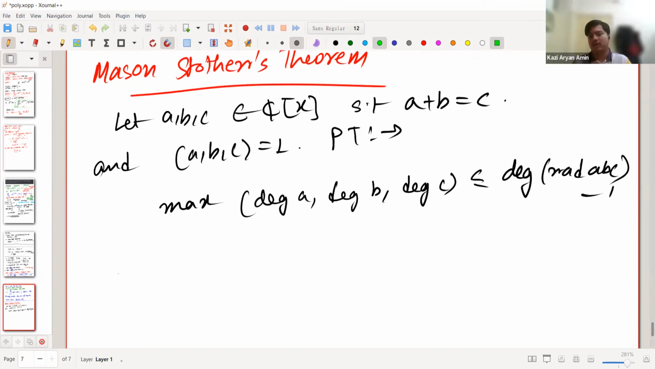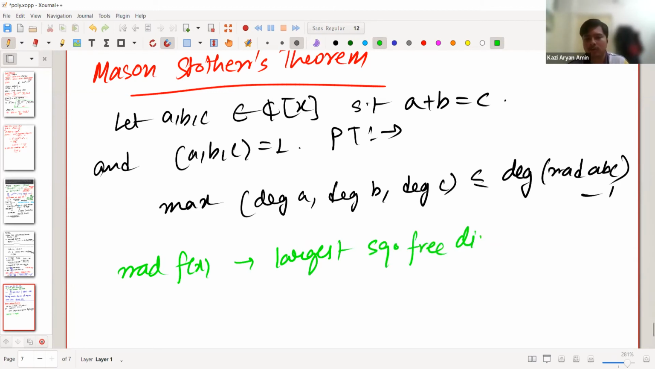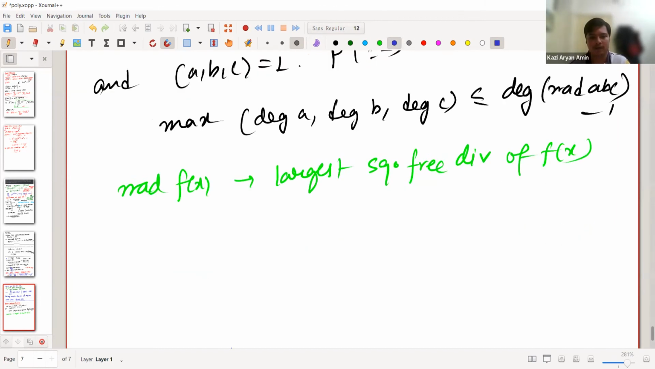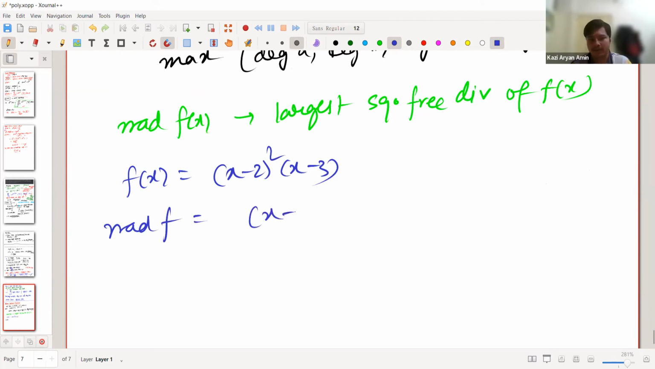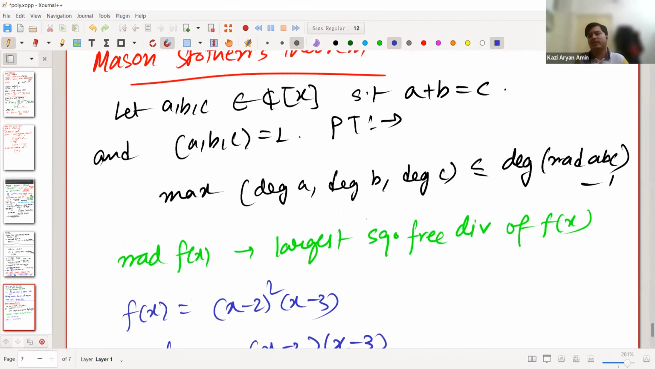So what is rad abc? The rad of any polynomial f of x is the largest square-free divisor of f of x. For example, if f of x equals x minus 2 whole squared times x minus 3, the rad is just x minus 2 times x minus 3. Does the definition of rad make sense? I guess it's also very widely used in number theory.